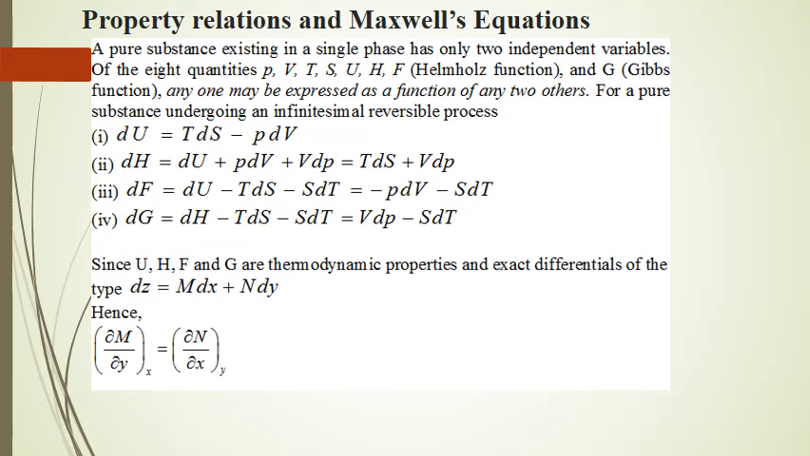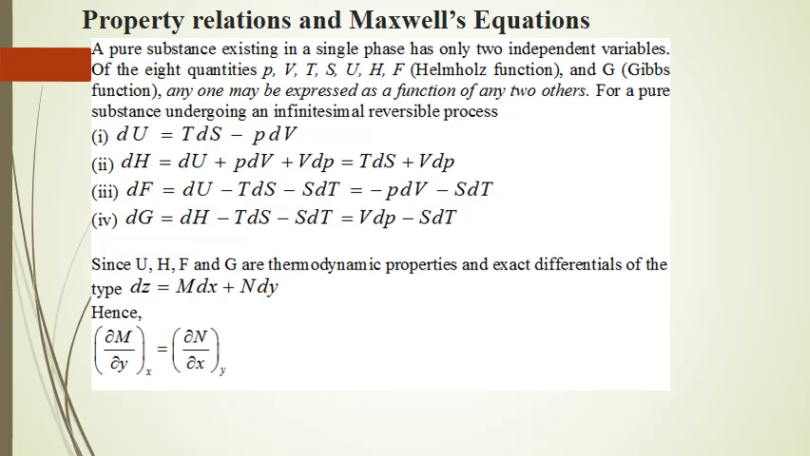Now enthalpy, H is equal to U plus PV. Differentiating it, we get dU plus PdV plus VdP. Now in place of dU we write TdS minus PdV. Finally, minus PdV gets cancelled with the plus PdV, and we get dH is equal to TdS plus VdP.